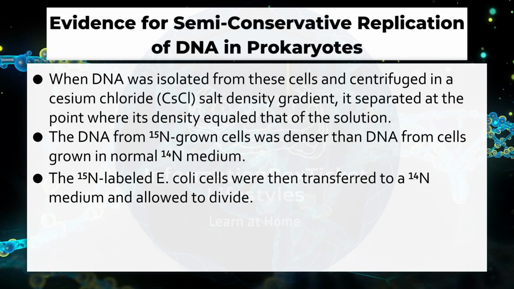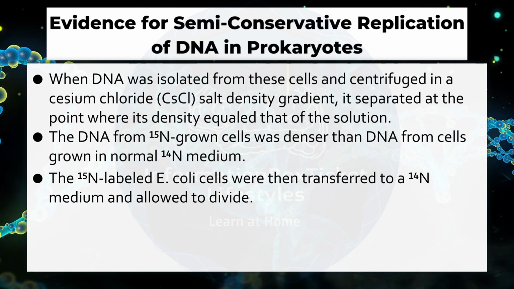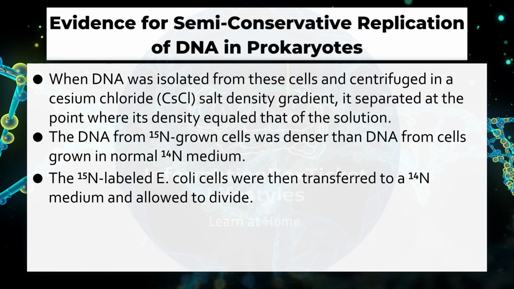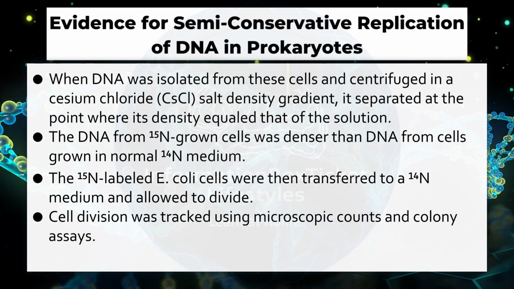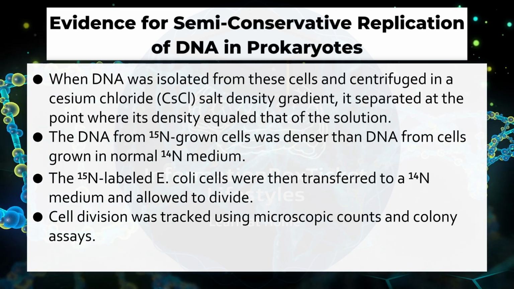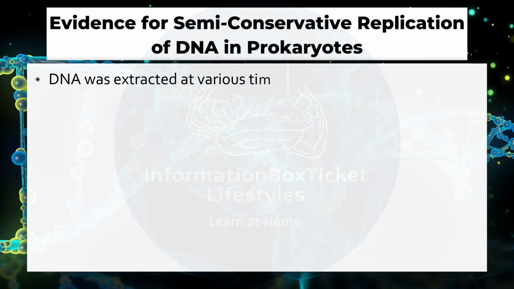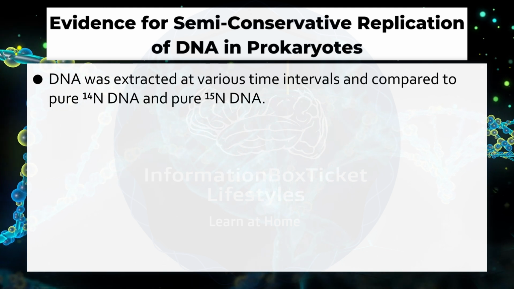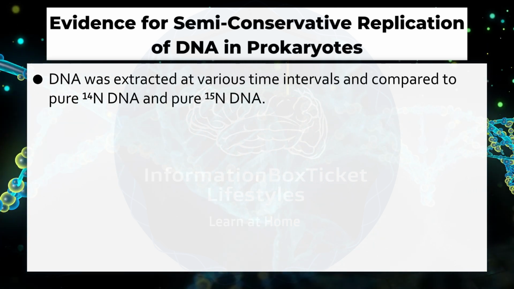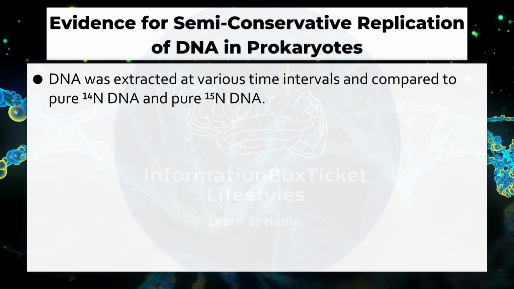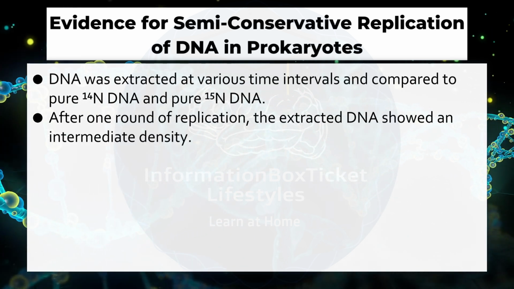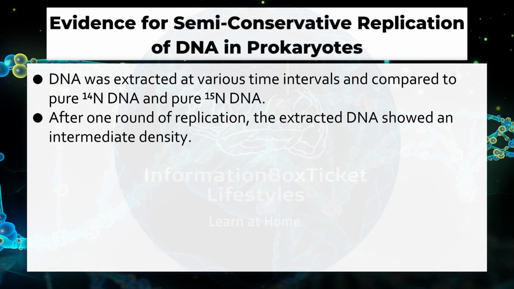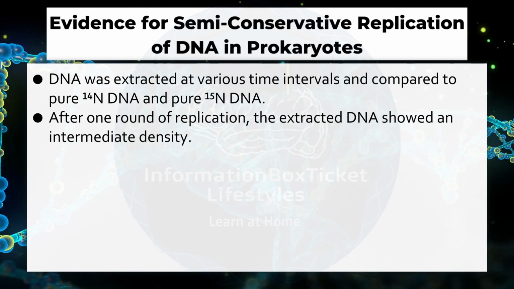The 15N-labeled E. coli cells were then transferred to a 14N medium and allowed to divide. Cell division was tracked using microscopic counts and colony assays. DNA was extracted at various time intervals and compared to pure 14N DNA and pure 15N DNA. After one round of replication, the extracted DNA showed an intermediate density.